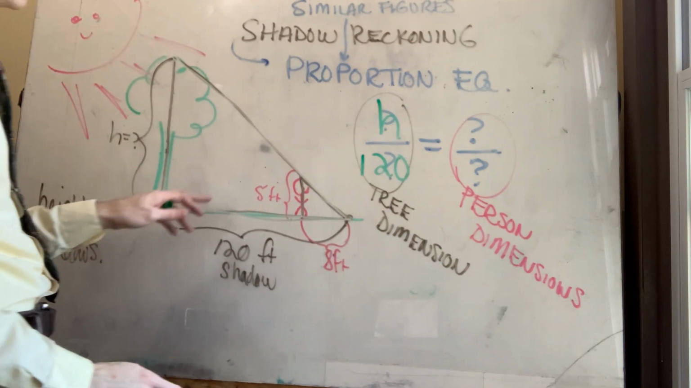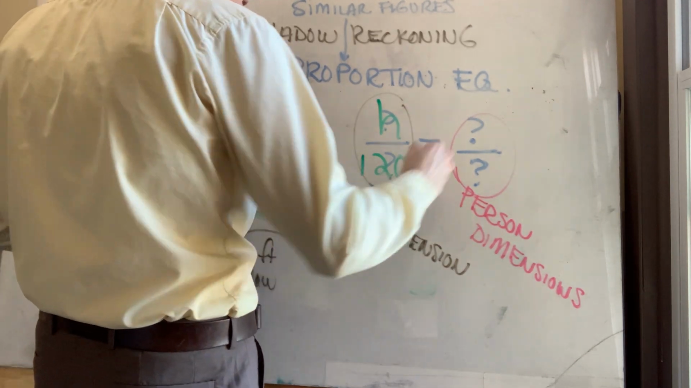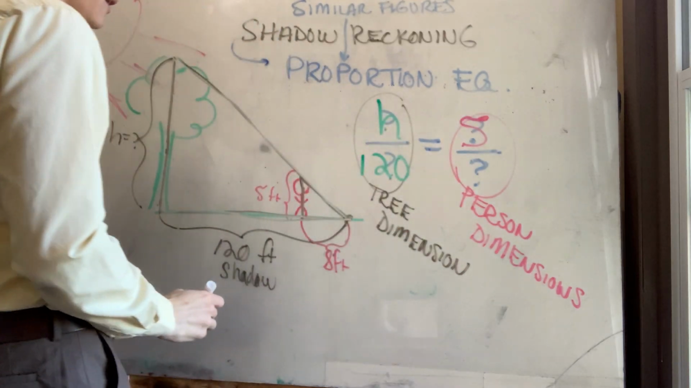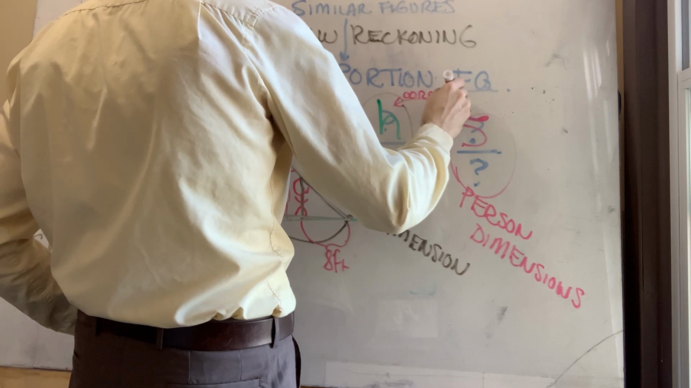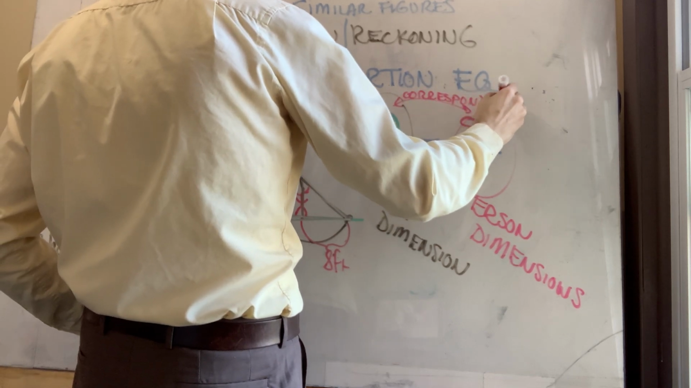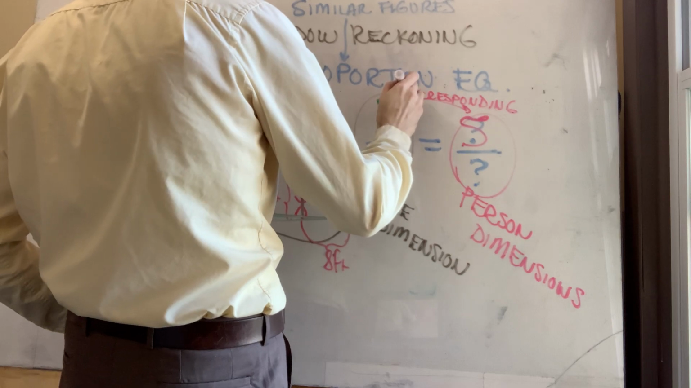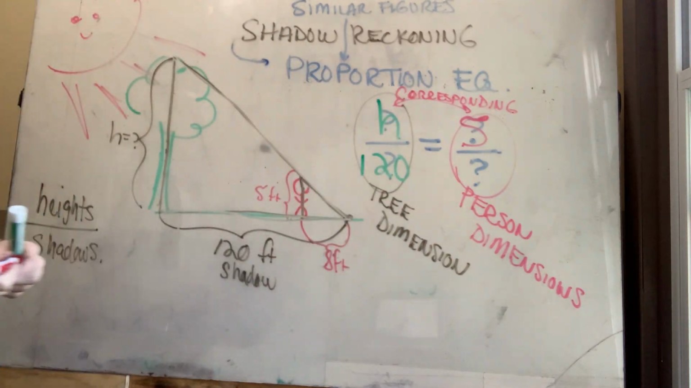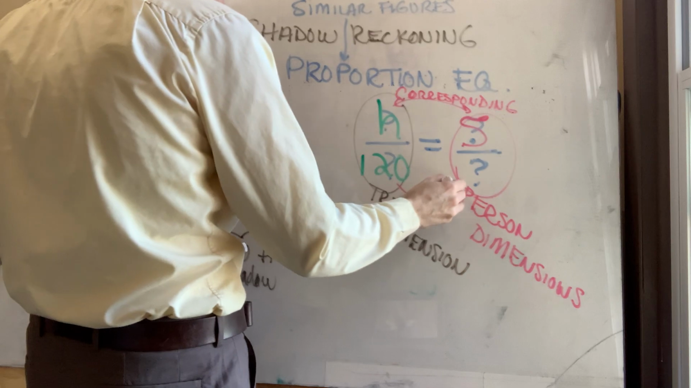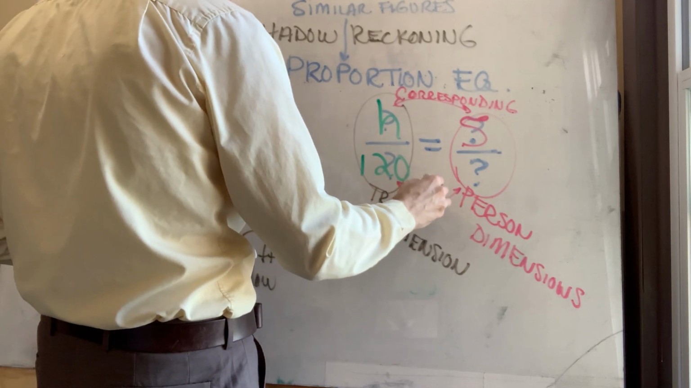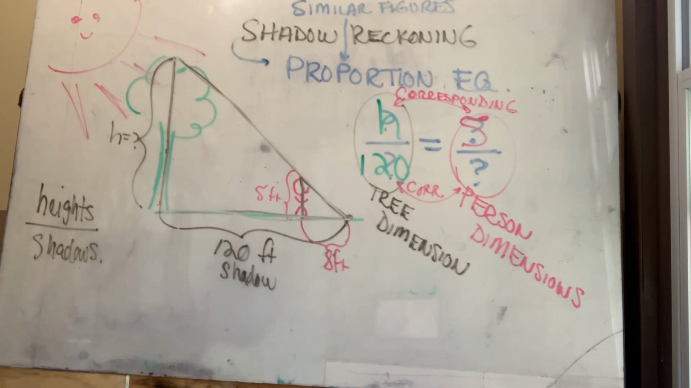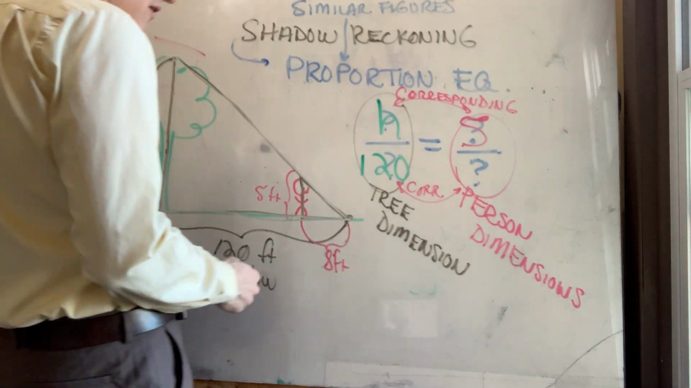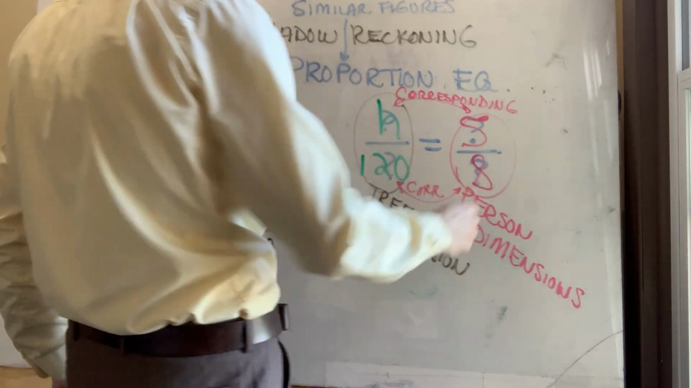Height is the top, so 5 would be corresponding. These heights are corresponding. They're not the same, but they relate one to the other. And similarly, the shadows are corresponding. They're not the same, but they relate to one another. They're the same type of measurement. Anyhow, 8 is the dimension that would be here.